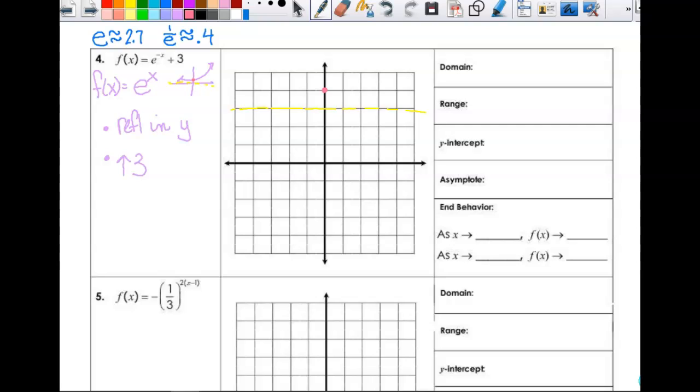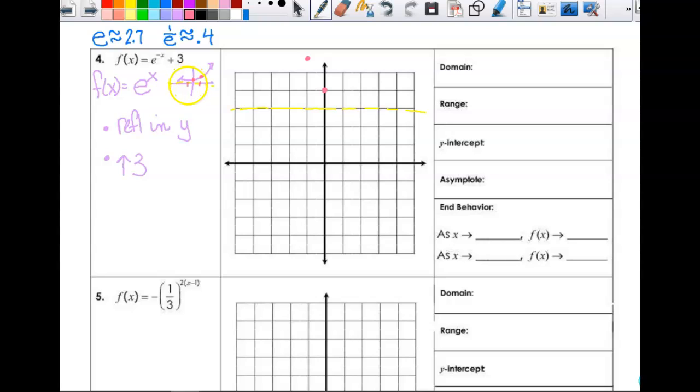Then my next one, when x is 1, y is e, which is about 2.7. So I'm going to start at 1 and then about 2.7. I reflect it in the y-axis, so I'm over here. And I go up 1, 2, 3. So I'm off the graph a little bit, but I'm going to plot it anyway.